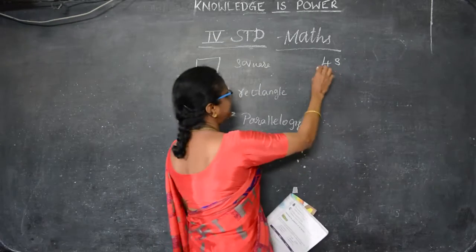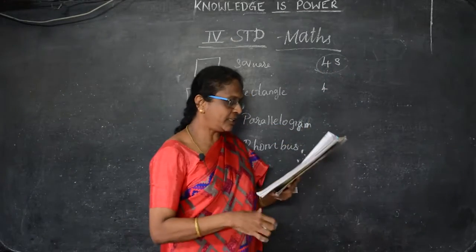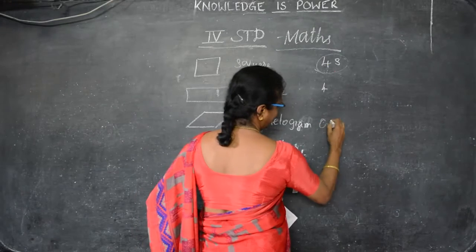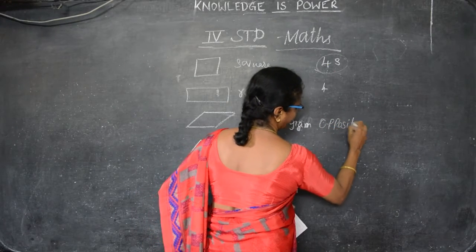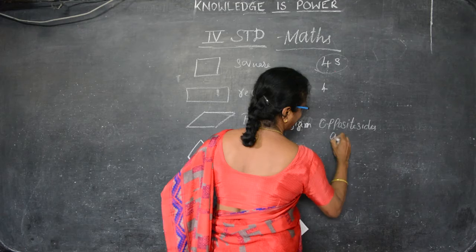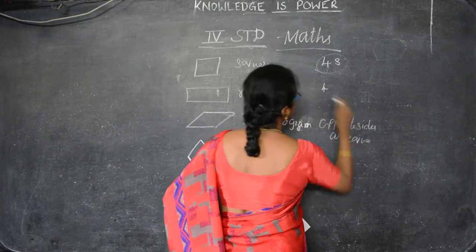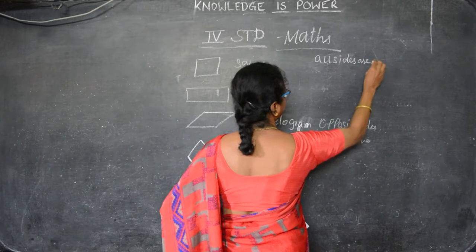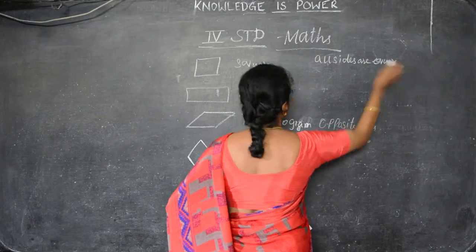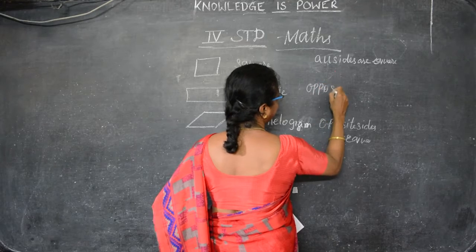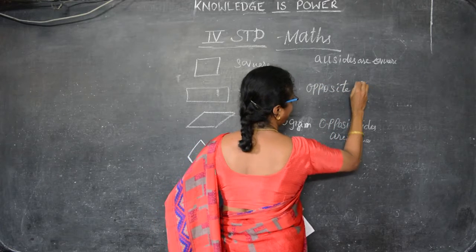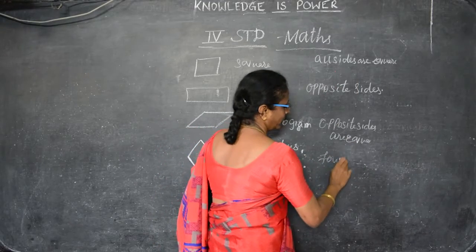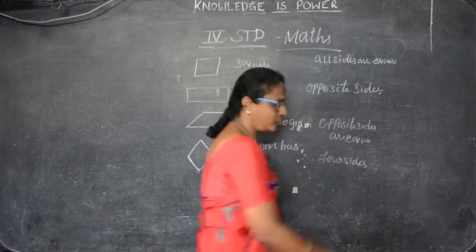For the square, all the sides are equal, but in the rectangle opposite sides are equal, and in the parallelogram also opposite sides are equal. Square has all sides equal. In the rectangle, opposite sides are equal, and in the parallelogram also opposite sides are equal. But in the rhombus, all 4 sides are equal. You have already seen this, it is just a recall only.